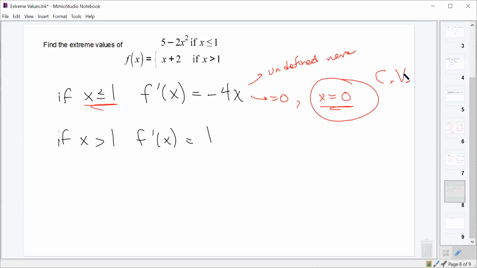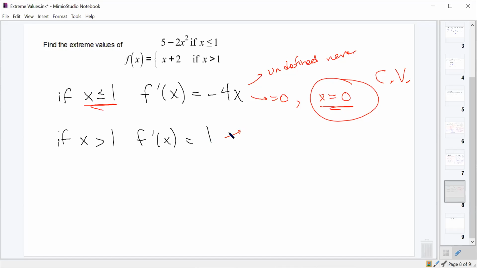So this is a critical value. Suppose our restriction had been x is greater than or equal to 1, and we came out with x equals 0. Well, then it would not be within that piece of the domain, so we would ignore that value. That makes sense to everybody? Yes, no, maybe? Yes. Okay.